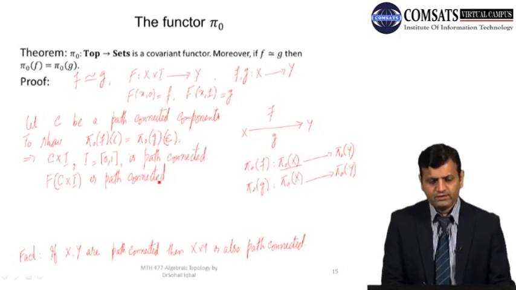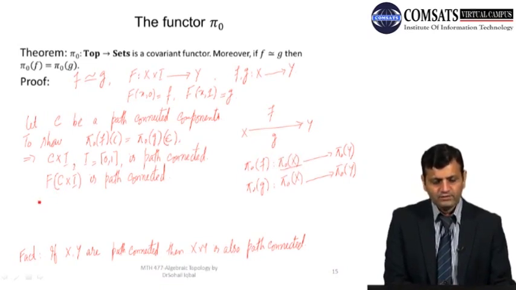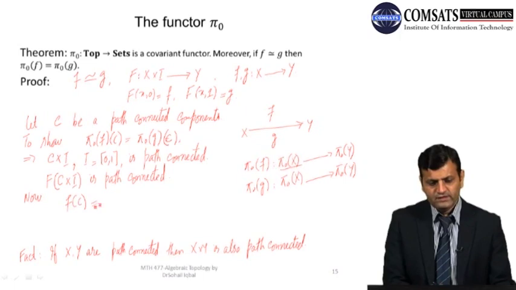So we are not saying that it is a path connected component. It may not be a path connected component, but it is path connected because F is continuous and C cross I is path connected. So now what is f of C? We know that when we take the value of the second coordinate to be 0, then we get f. So f of C is nothing but F of C cross 0, which is of course contained in F of C cross I, which is path connected.